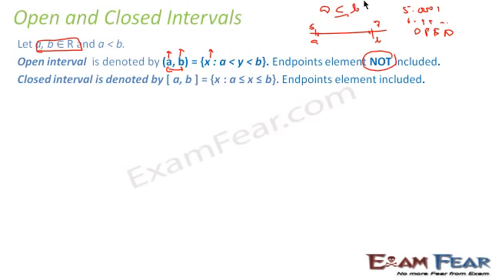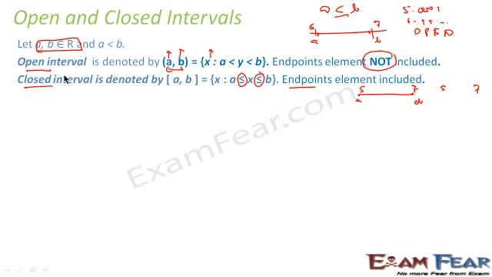In a closed interval, for the same case, when you say A and B, I'll draw one more figure here. This is A and this is B. So here A and B are included, the endpoints are included. That's why you see x is greater than or equal to A and less than or equal to B. For example, if A is 5 and B is 7, then 5 and 7 are also members of this set. 5, 5.001, 5.02, everything is there. So this is a closed interval and this is an open interval.